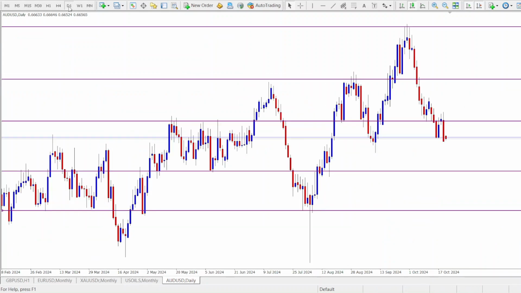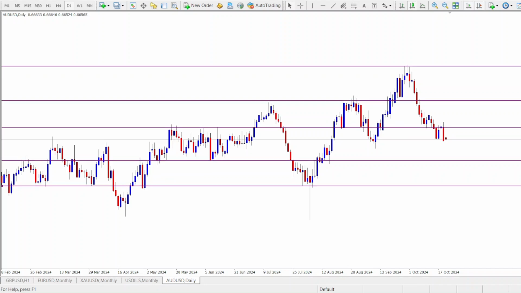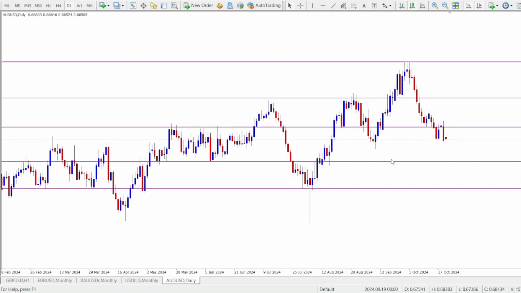It's important for you to wait for price action confirmation at these support and resistance levels. So if you find candlestick patterns like the bullish or bearish engulfing candles around support and resistance zones, those are going to be good spots to enter your trade.